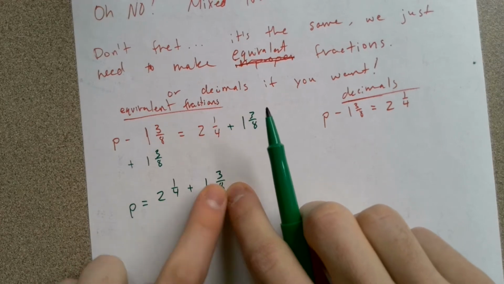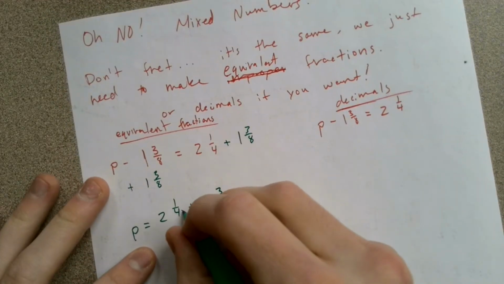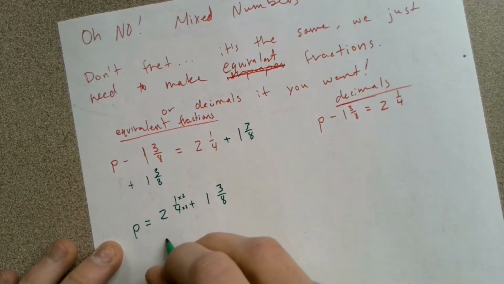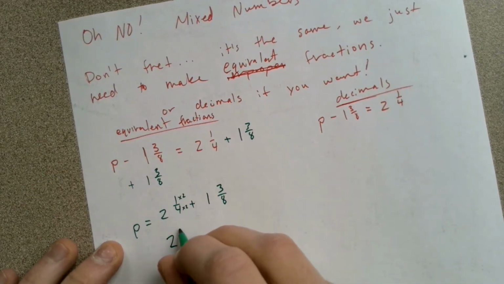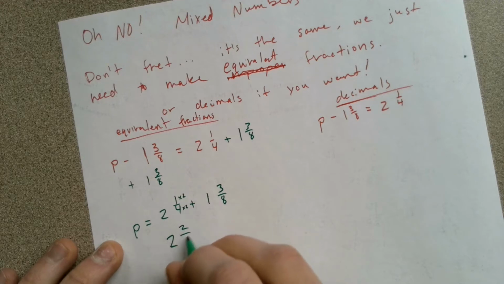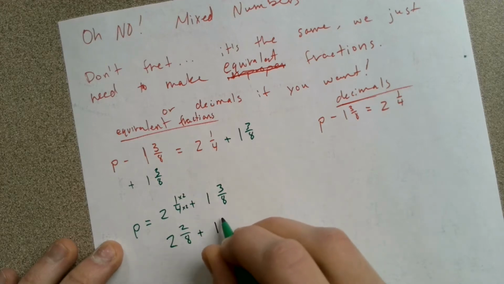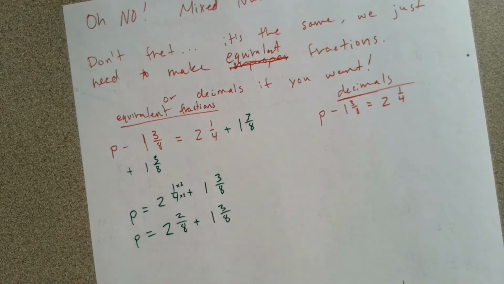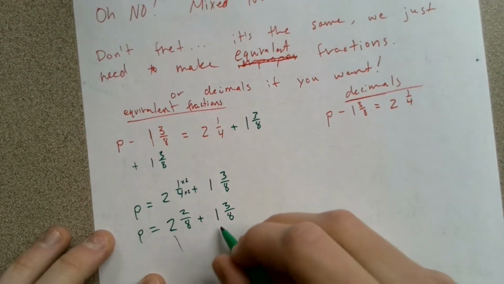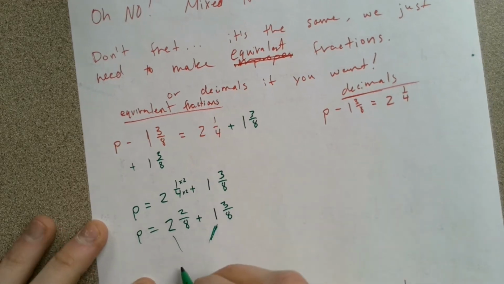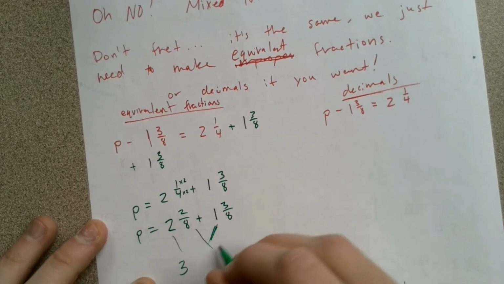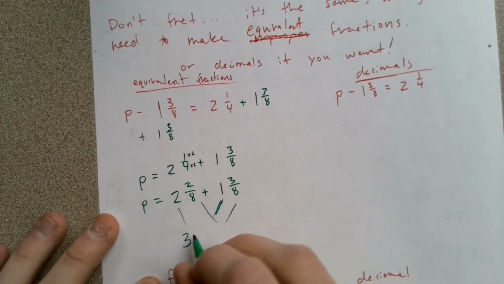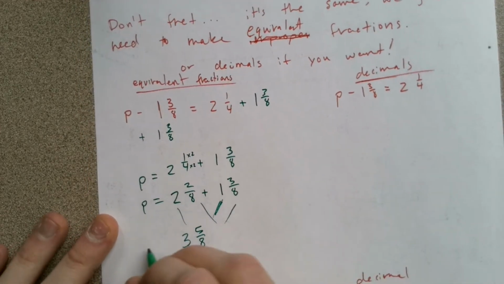So I'm thinking, how do I get from 4 to 8? I'm going to multiply this by 2, multiply that by 2. Whatever we do on bottom, we have to do on top. And this is going to become 2 and 2/8 plus 1 3/8. You can probably do the rest from here. I got this 1 plus 2 is going to be 3. And then we're going to do 2/8 plus 3/8. Add straight across the top is going to be 5/8.